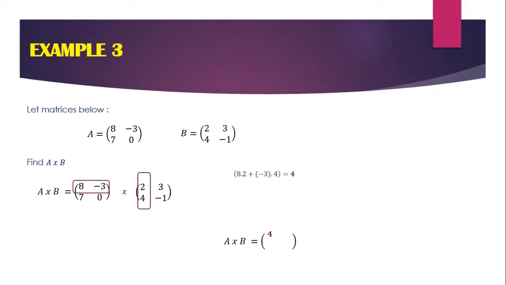Next, 8, −3 go to 3 and −1 component. Look at the green color. We got 8 × 3 + −3 × −1. We got 27. Okay, go to the next row, the second row, 7, 0. 7, 0 go to 2, 4 component. We got 7 × 2 + 0 × 4. We got 14.